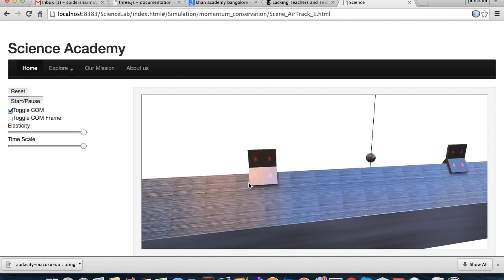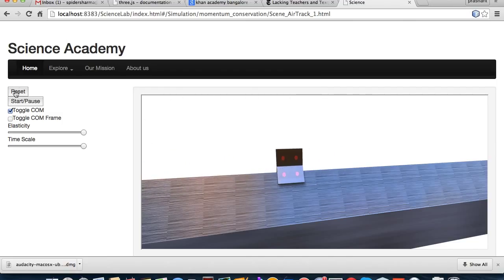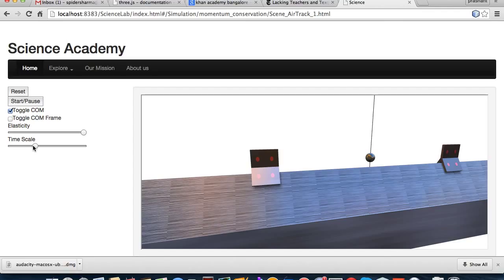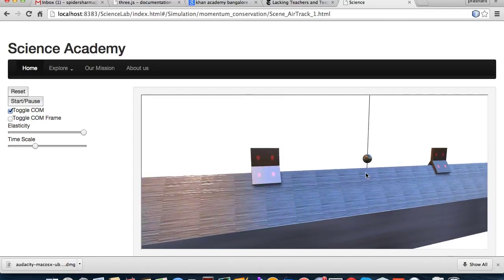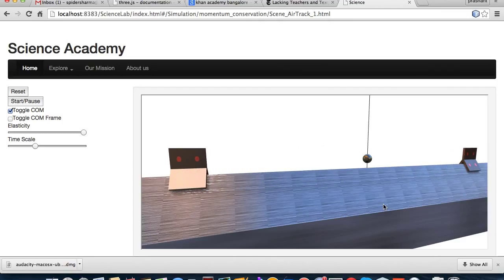Now let me start. Watch closely. I'll reset. I'll reduce the time scale so that you can see it better. But basically you need to watch that the center of mass before the collision and after the collision moves with a constant uniform velocity. In this case you see that both the masses were moving with the same velocity in opposite direction, so the center of mass remains stationary. So before and after the collision, center of mass doesn't move, right?